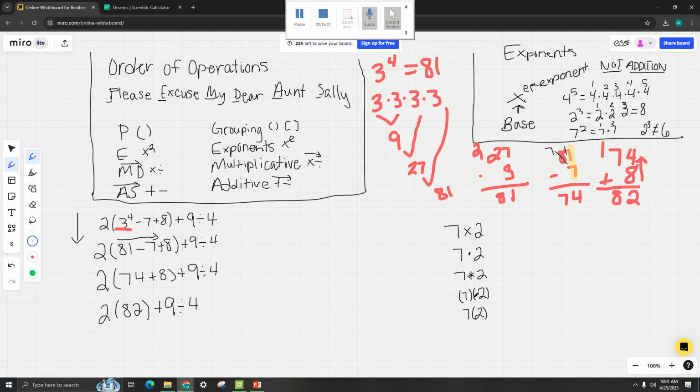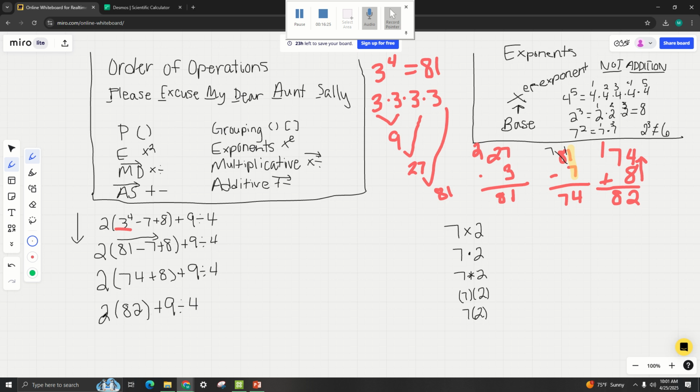All right, so with that out of the way now, I'm going to look at the rest of my expression. I don't have anything else going on inside my parentheses, so I can finally move on. So I look, do I have any exponents? Oh, I don't have any exponents. So I look, do I have anything multiplicative? Do I have any multiplication or division?